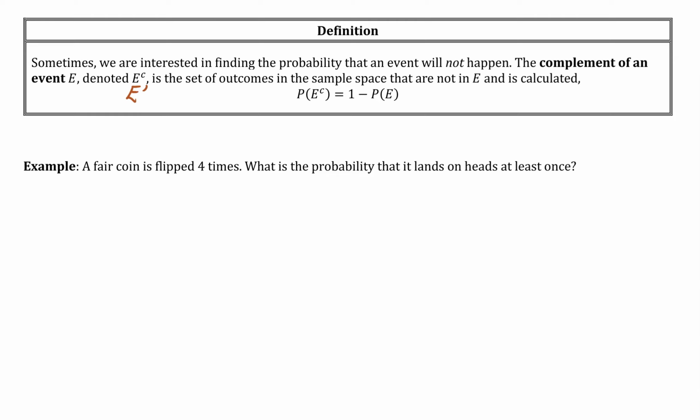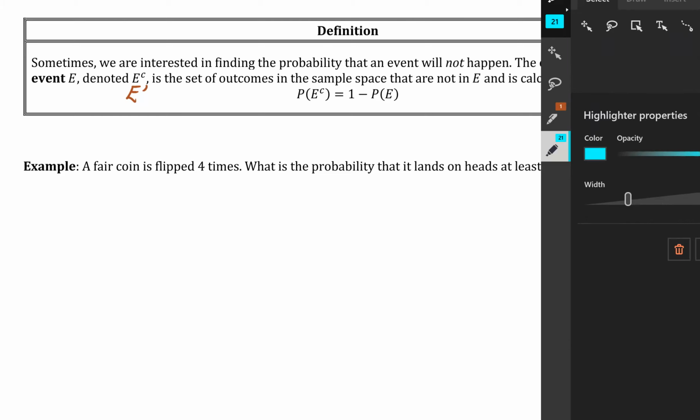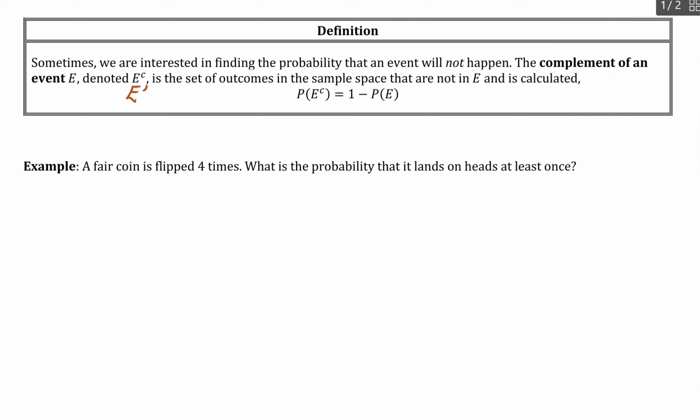It's the set of the outcomes in the entire sample space that are not in E. So E complement is not E. And to calculate it, we just subtract the probability of E from 1. Let's try an example. A fair-sided coin, or a fair coin, is flipped 4 times. What's the probability that it lands on heads at least once?